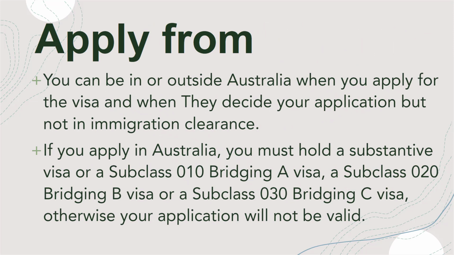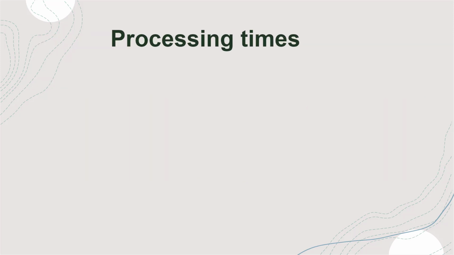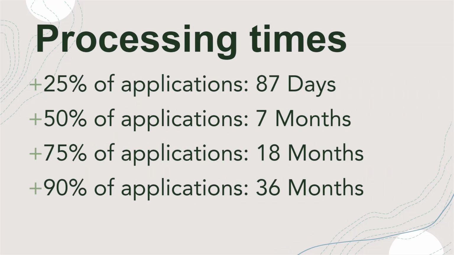You can be in or outside Australia when you apply for the visa and when they decide your application, but not in immigration clearance. If you apply in Australia, you must hold a substantive visa or a subclass 010 bridging A visa, a subclass 020 bridging B visa or a subclass 030 bridging C visa, otherwise your application will not be valid.